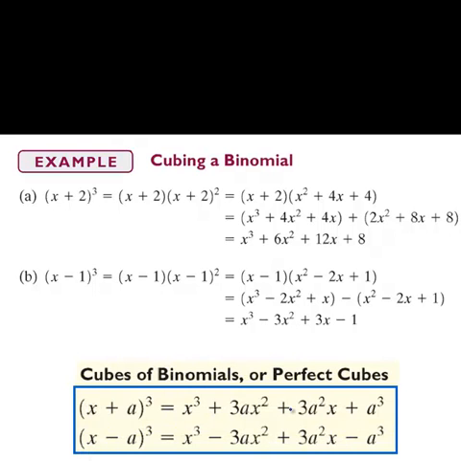And it turns out, though, that there are formulas for cubes of binomials. Here it is for the plus sign right here. Notice that if you have an x plus a cubed, then all of these terms will be positive. But if you have an x minus a cubed, then you'll see an alternation between a minus and a plus and a minus within the resulting third-degree polynomial.